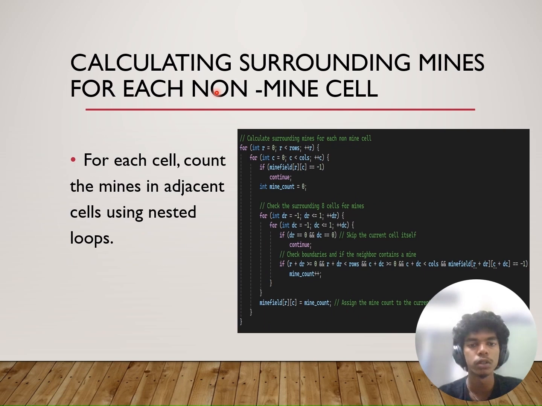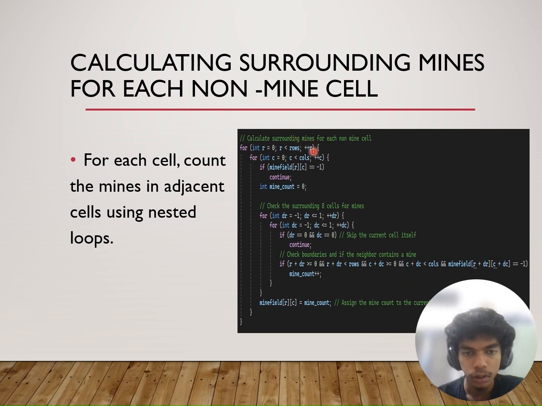So now I want to calculate how many mines are surrounding each cell which is not a mine. So for this we'll need to use nested for loops. So here first we will be traversing through the row, and then for each row we will be checking each element.